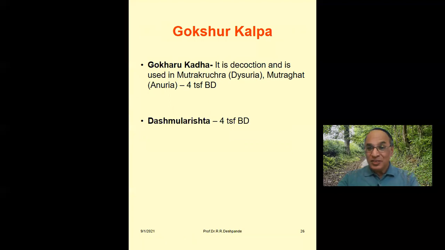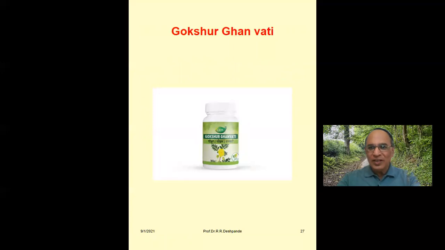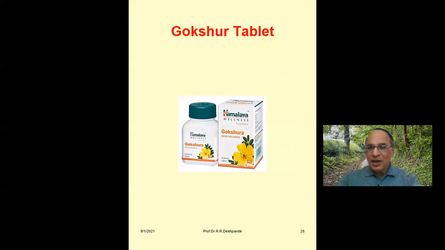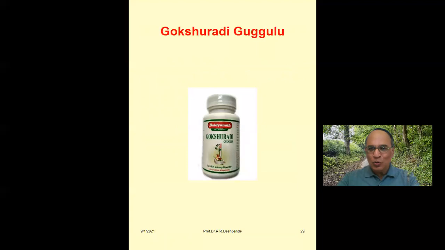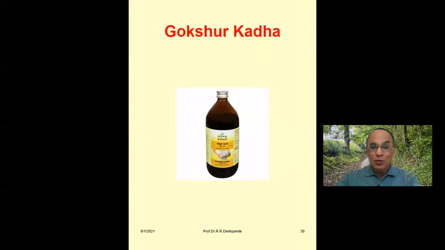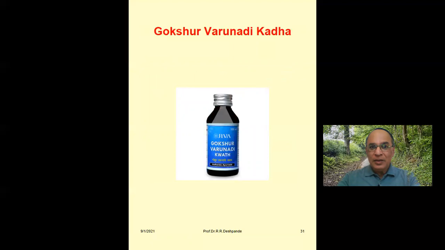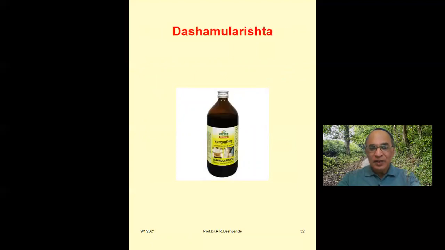of water. Dashamularishta, 10 important roots: Bilva, Agnimantha, Shonaka, Patala, and the second five, Shaliparni, Prishniparni, Brihati, Kantakari, Gokshura. One of the ingredients is Gokshura. So Dashamularishta is also the best analgesic in Ayurveda. So Gokshur Ghanavati is available for you. Himalaya tablet, Gokshur tablets are available. Gokshuradi Guggulu is also available. Gokshur Kadha is also available. Gokshur Varunadi combination Kadha is also available from Jiva. Dashamularishta from Sandu company is very nice.